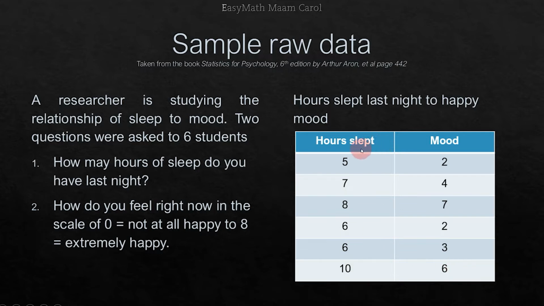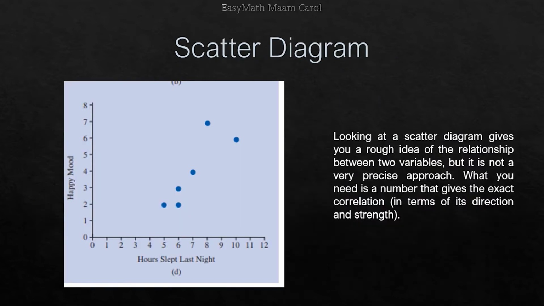This one is the independent variable, the number of hours slept, at yung mood niya ay dependent variable. Titingnan natin kung may relationship yung number of hours slept at saka yung mood. Now, ang una nga, sabi natin, the first step in analyzing this is doing a scatter diagram or scatter plot. Looking at the scatter diagram gives you a rough idea of the relationship between the two variables, but it's not a very precise approach.